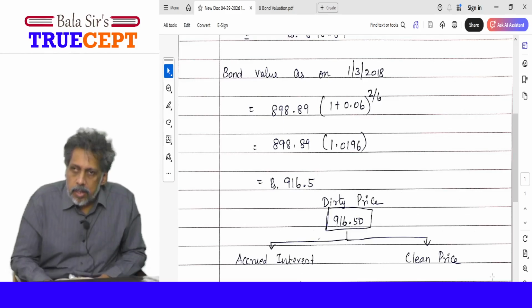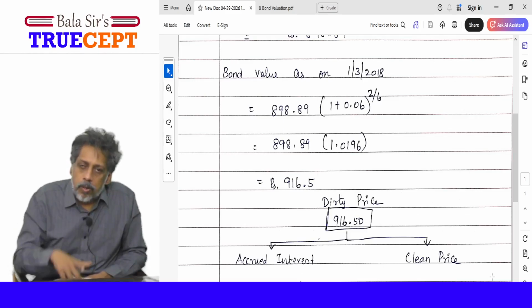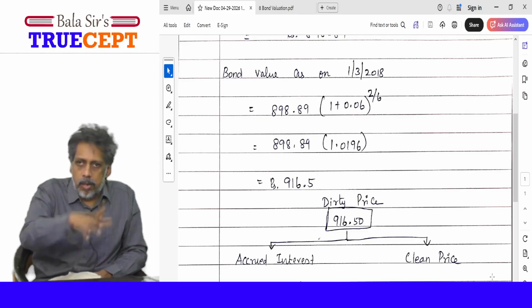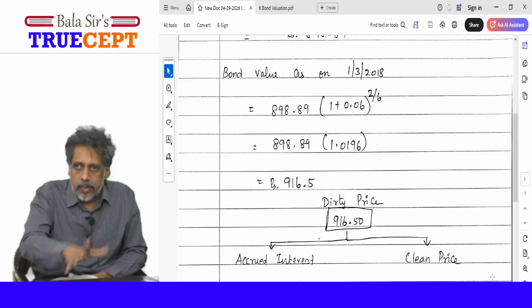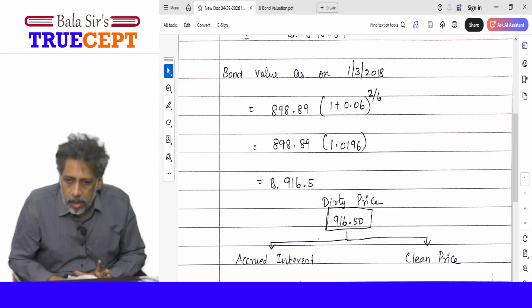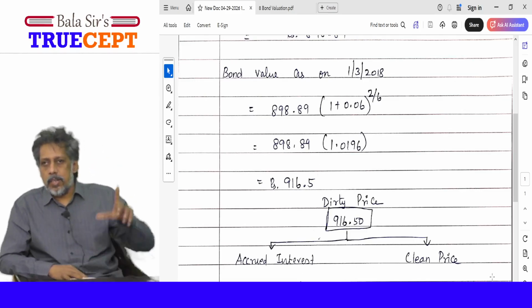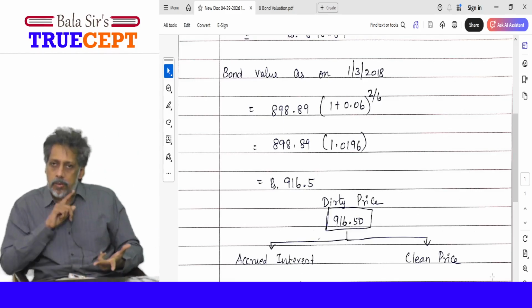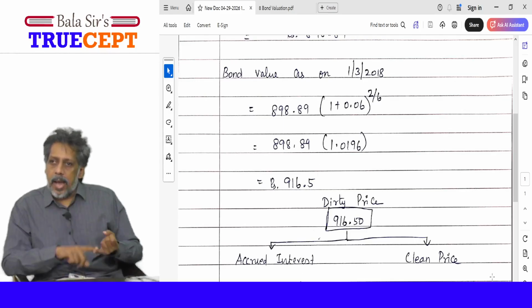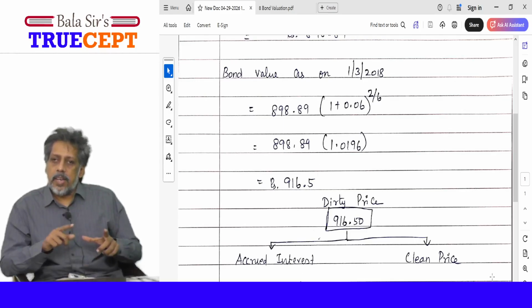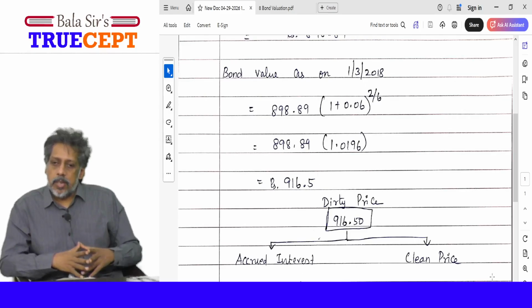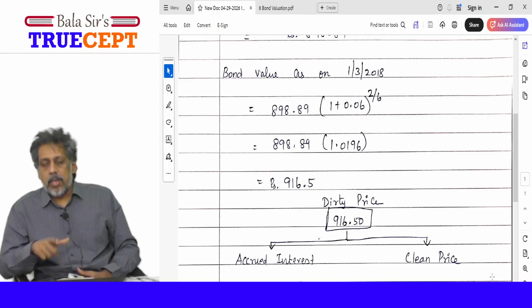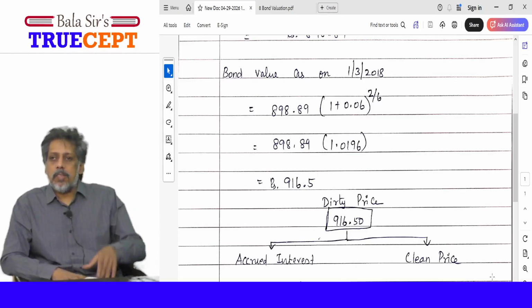So because it is to the power 1 by 3, find the cube root of 1.06. Is that fine? So you guys know how to find the cube root using a calculator. You should know that at CA final level. So the cube root of 1.06 find out, and that into 898 point something. How much do I get? 916.5. And that is the amount you are supposed to pay me.